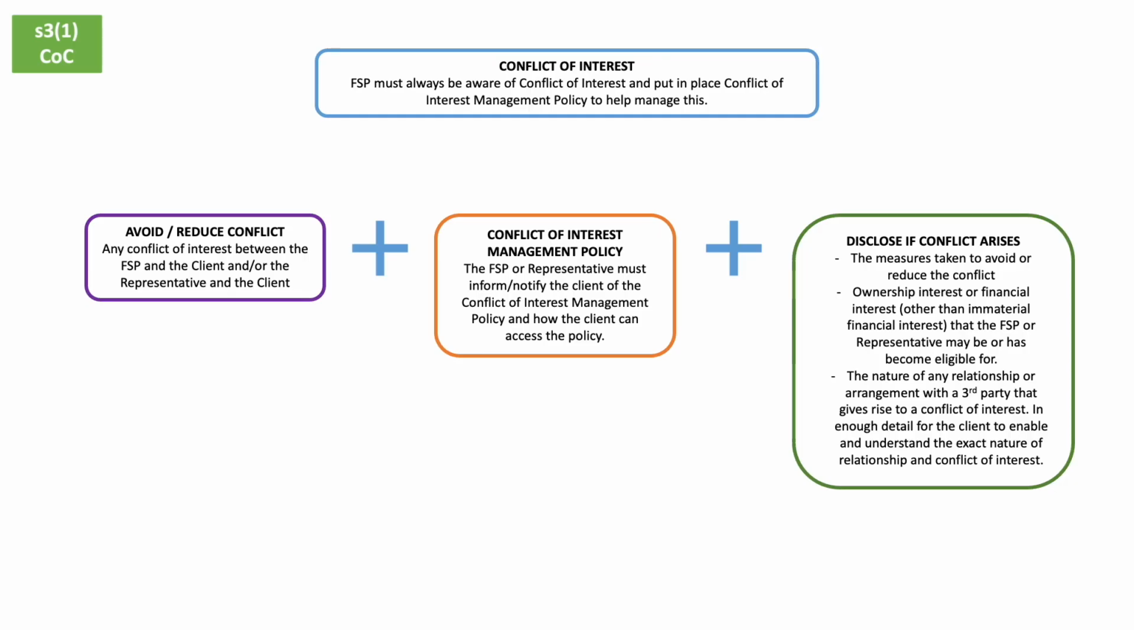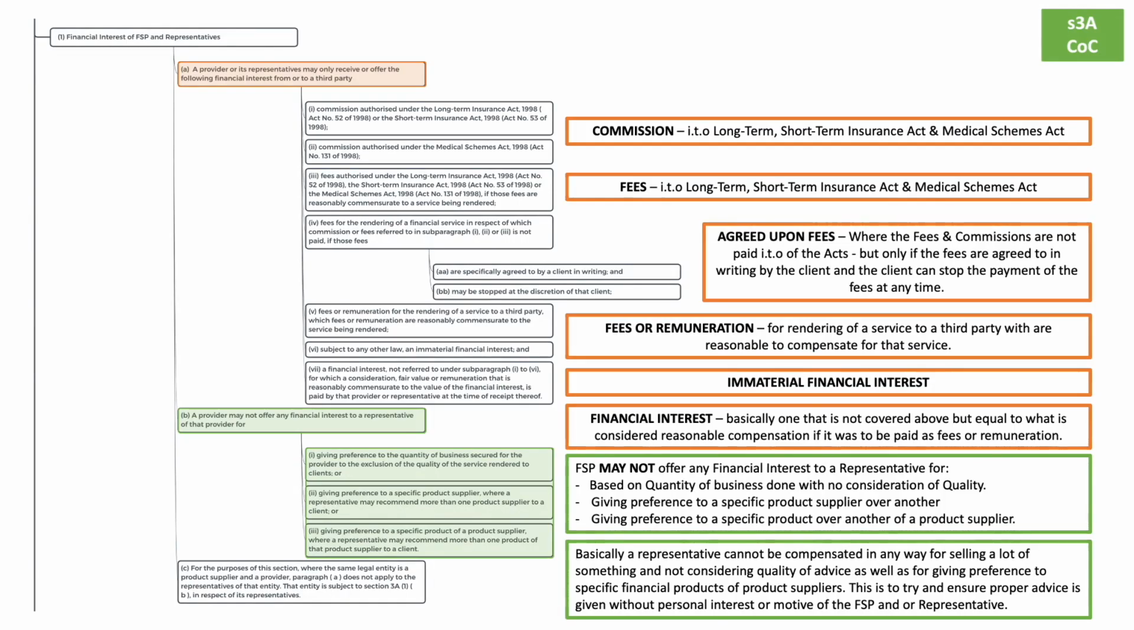So let's go through a final overview of what has been covered. We first established that we want to avoid or reduce conflicts of interest, which we do with the use of a conflict of interest management policy. And where a conflict of interest does arise, then we need to disclose this fact. We went through what an FSP and or its representative may receive or offer in terms of financial compensation. And then also covered in green what an FSP may not offer to a representative by way of compensation.